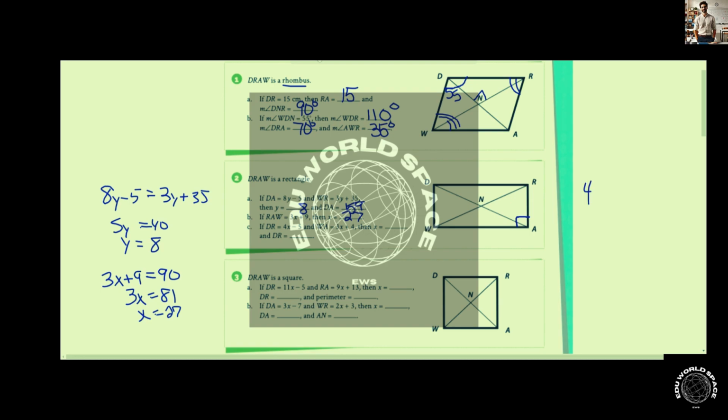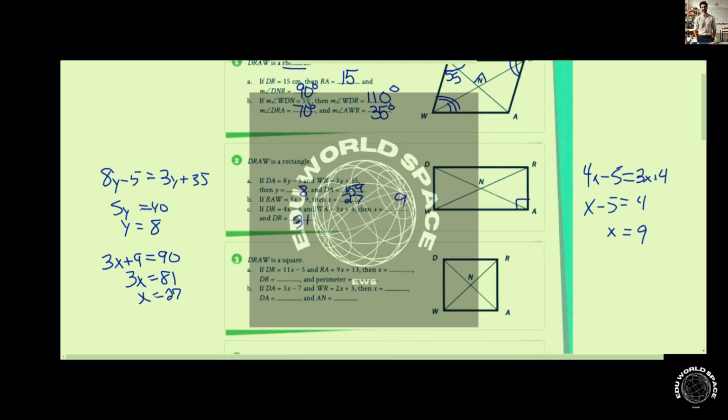Then DR is a side, WA is the opposite side, and they're equal to each other. 4x minus 5 is equal to 3x plus 4. Subtract 3x from both sides, and we have x minus 5 equals 4. Add 5 to both sides, and x is 9, which makes DR 31, because plug 9 in for x, and you get 4 times 9, which is 36, minus 5 is 31.